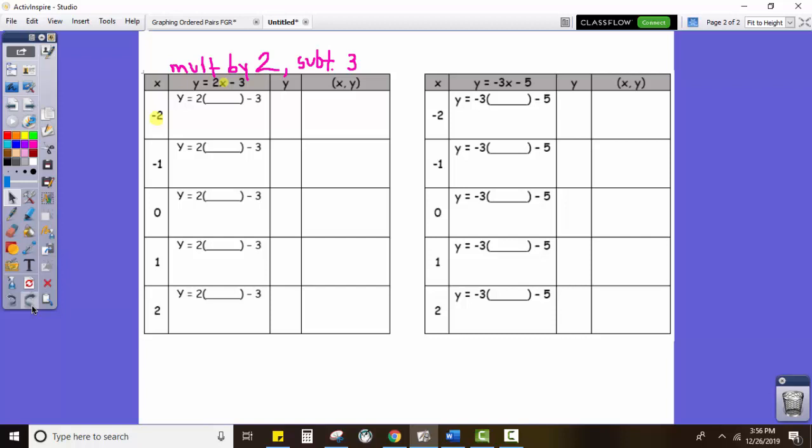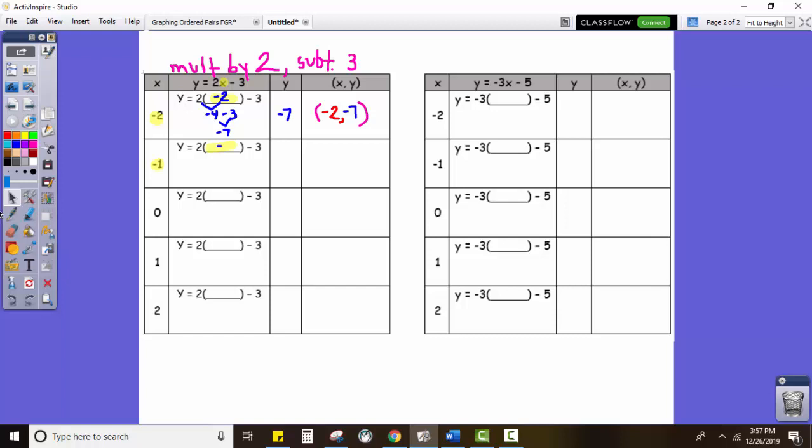So I'm going to take -2 and plug it in for x. And I'm going to first multiply it by 2. So 2 times -2 would be -4. And then I need to bring down the subtract 3. -4 minus 3 is -7. So I record that for my y value. Then for my ordered pair, I plugged in -2 for x, got out -7 for y. So -2, comma, -7.